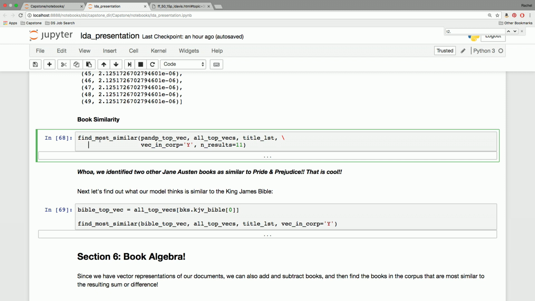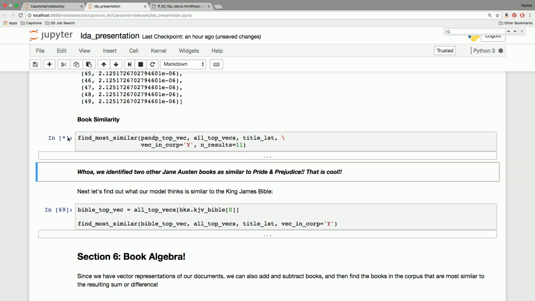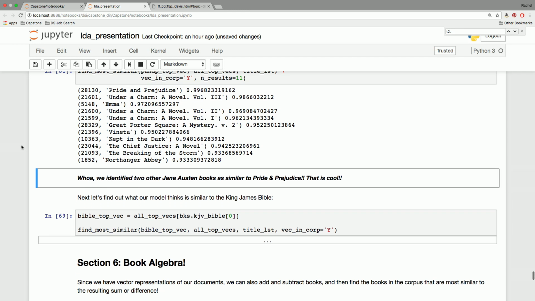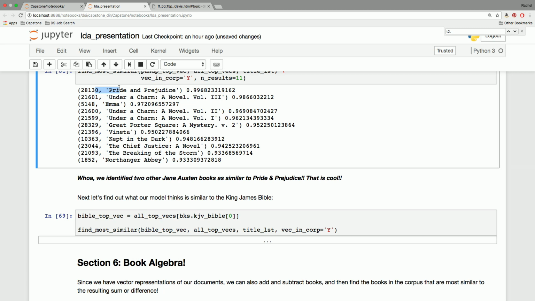I've written a helper function here to find our most similar vector in the corpus to Pride and Prejudice, and let's see what it found. So Pride and Prejudice, it finds a duplicate of itself. Gutenberg actually contains several duplicates of some really famous texts.